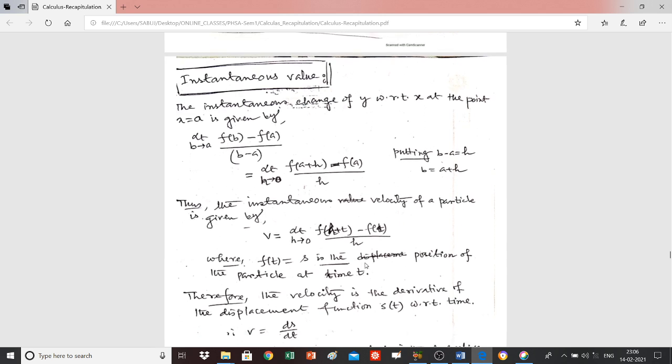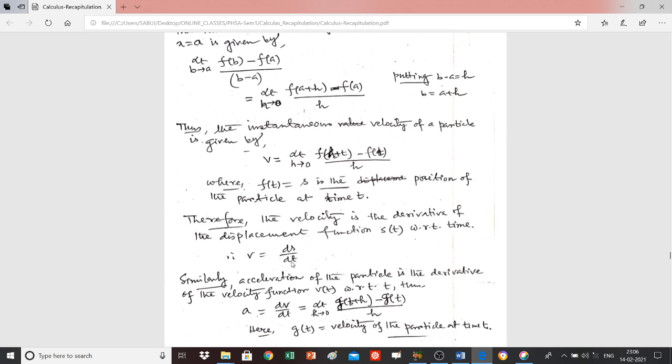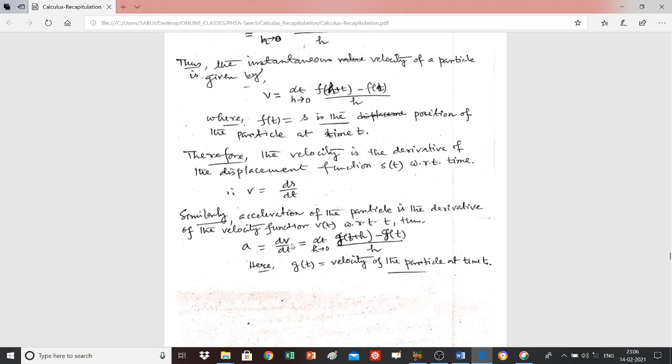Okay, in a similar way, you can use an alternative method, that is the instantaneous change of displacement with respect to t, that is ds by dt. So v can be written as ds by dt. This is an alternative way. And now the instantaneous acceleration can be calculated by differentiating the velocity with respect to t, so dv by dt, and that can also be written in the form of a limit, that is h tends to 0 of g(t plus h) minus g(t) by h, where g(t) is the velocity function of the particle at time t.